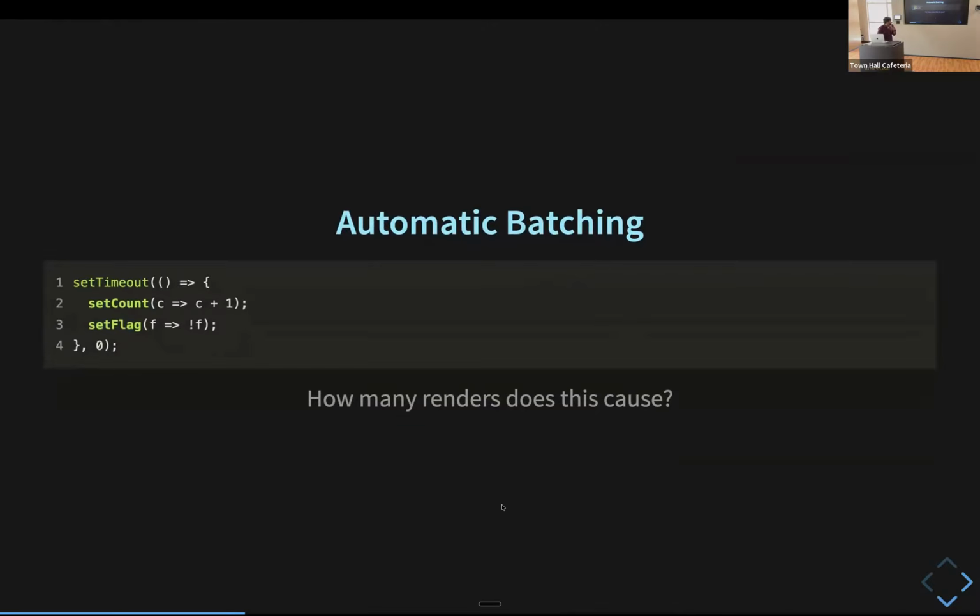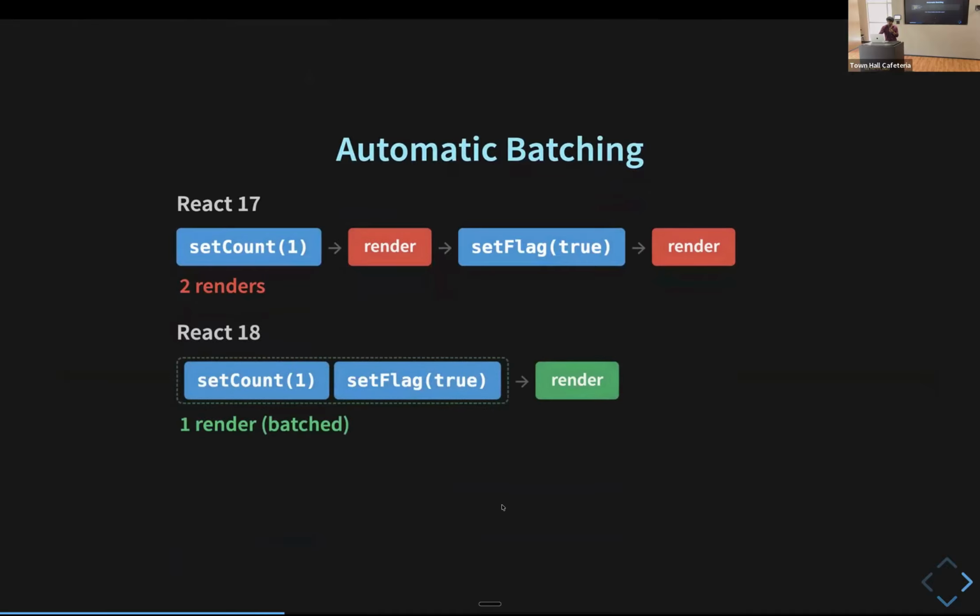So first, let's understand what automatic batching is. If you look at this particular slide, can anyone tell how many renders this would cause? One? Yeah, because the states are actually batched together. But in the React 17 world, it would cause two renders. So you can see that the states get batched and it results in fewer renders.